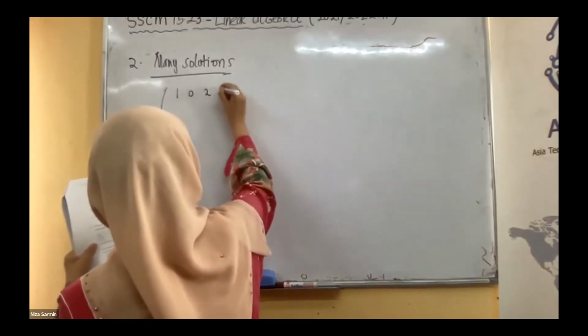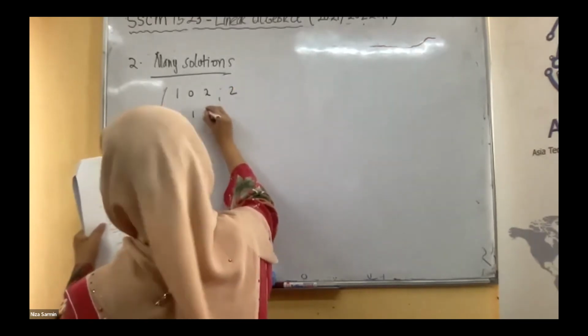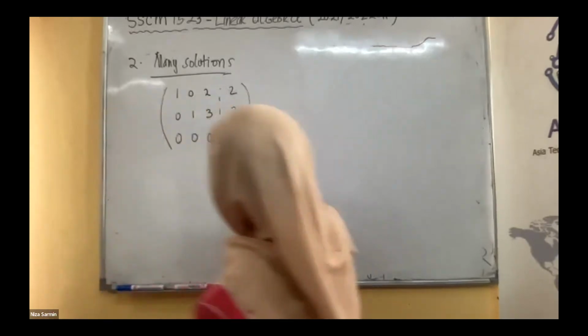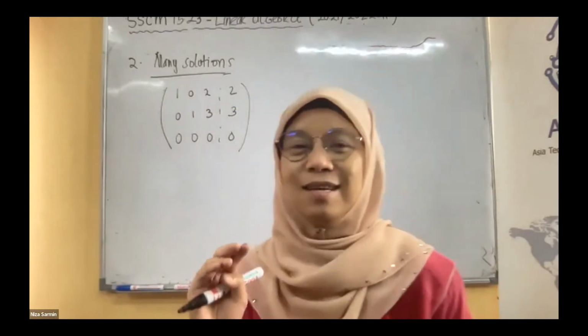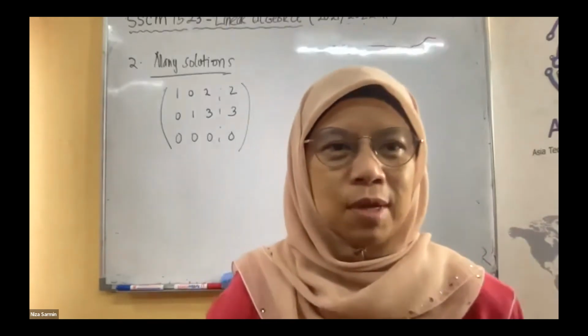1 0 2 2, 0 1 3 3, 0 0 0 0. So you see, if you have a row of zeros, ada ke tidak ni?